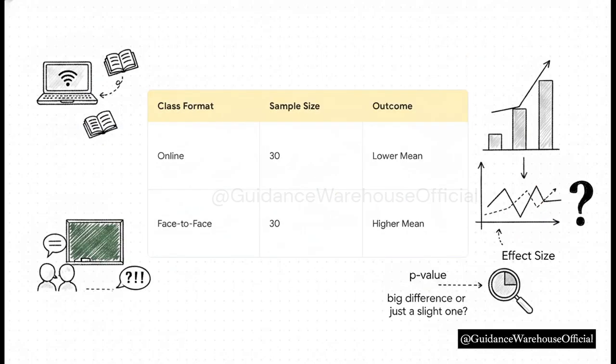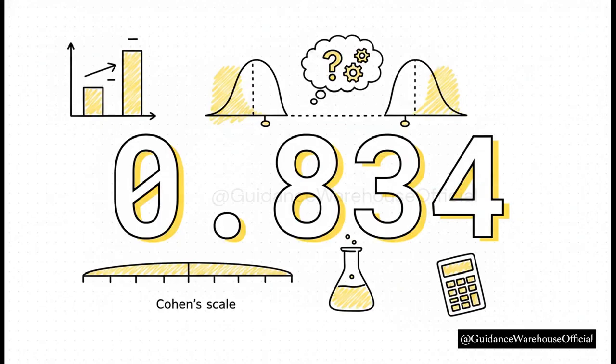A community college professor wanted to know if final exam scores differed between his online statistics class and his face-to-face class. He randomly selected 30 final exams from each format. Running the Aspin-Welch t-test, he found an incredibly tiny p-value of 0.0011. He proved the face-to-face class scored higher. But again, did the format of the class make a huge difference or just a really slight one? When we take the raw data from those exam scores and calculate Cohen's d, the result is 0.834.